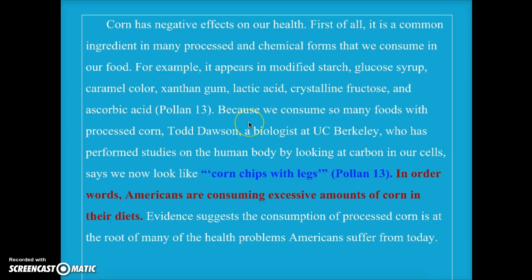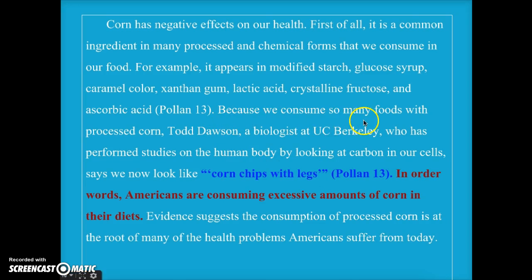So, because we consume so many foods with processed corn, Todd Dawson, a biologist at UC Berkeley who has performed studies on the human body by looking at carbon in our cells, says we now look like 'corn chips with legs.' Note that I have the quotation marks and then I have another quotation, the single quotation mark here. This is because I am quoting a quote. So I've got this double quotation thing going when I am quoting a quotation.